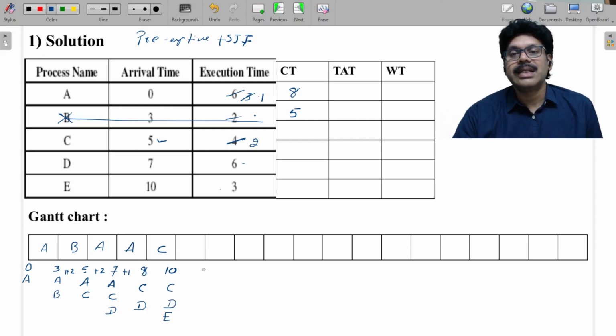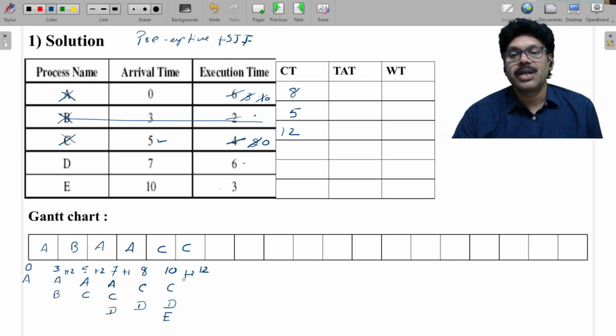Among these 3, C, D, E, which is the shortest one? C is the shortest because it needs only 2. So C gets executed. Again C gets executed for 2 units of time, and then it becomes 12. So at 12, C also got completed.